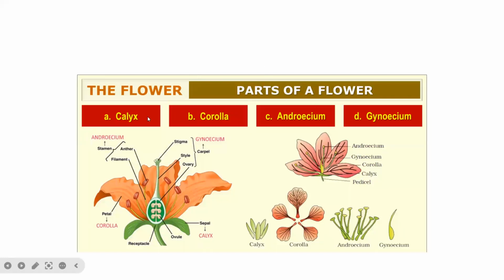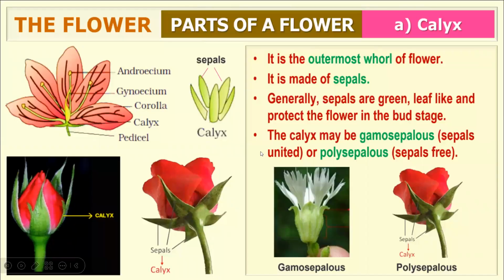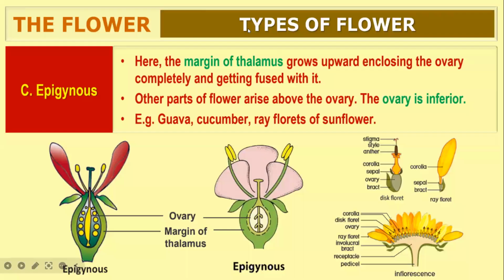So the parts of the flower: calyx, corolla, androecium, gynoecium. We'll see this next time. It is simple. What is the function of calyx and corolla? This was there in class 9. Now let's stop.